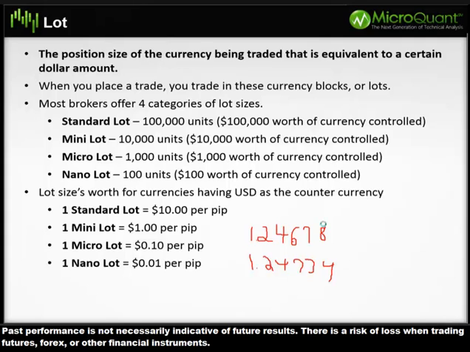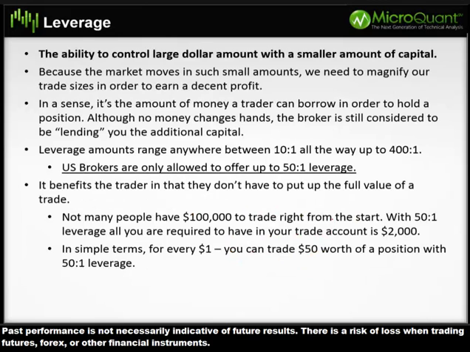We'll talk about leverage right now. So leverage is the ability to control large dollar amounts with a smaller amount of capital. Because the market moves in such small amounts, we need to be able to magnify our trade sizes in order to earn a decent profit. If the exchange rate did go up 1 cent every time, then we would be making bank and probably really not have a need for the Forex market. But since it does not, that's where all these pips and pipettes come into place.